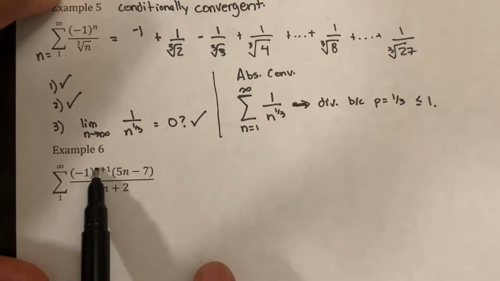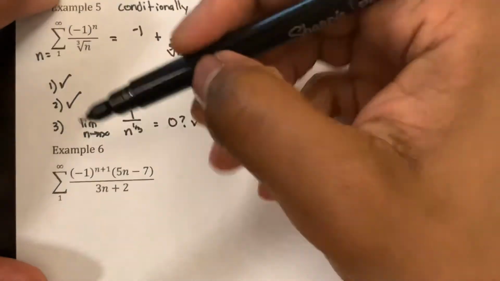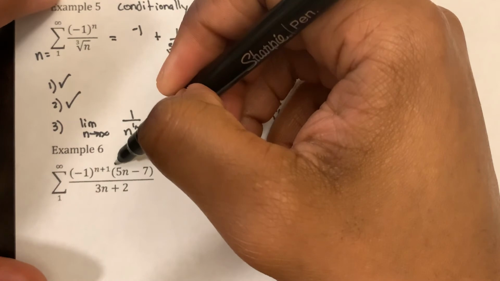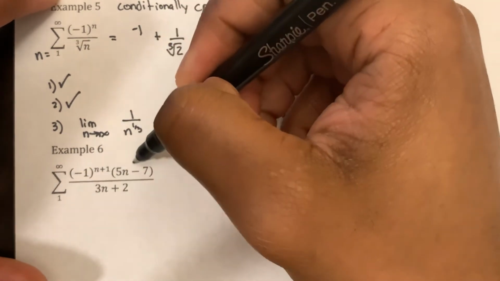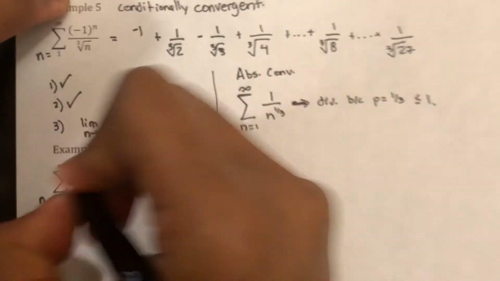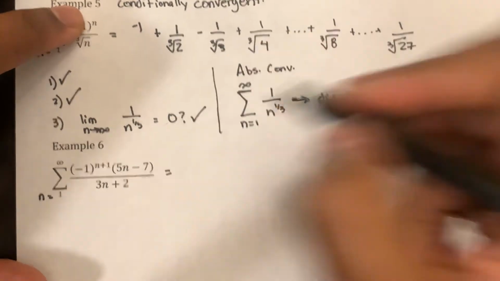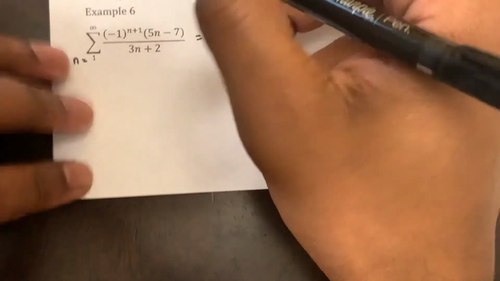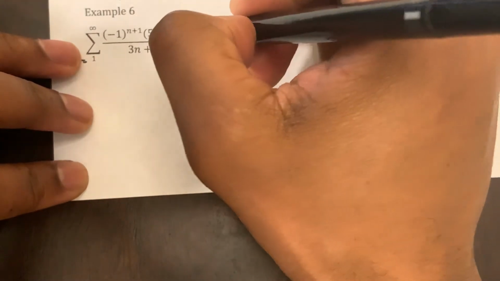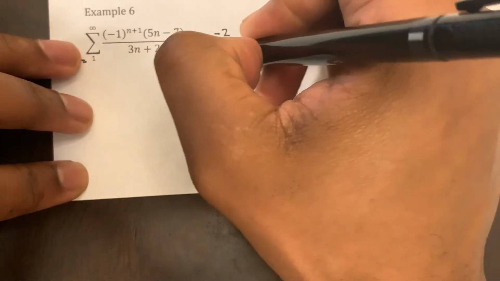And finally, we have example 6, where we have -1 to the n plus 1 over 5n minus 7, times 5n minus 7 over 3n plus 2, n equals 1. So let's see what happens when we find the first few terms of this series. If n is 1, this is going to be a positive 1, and we're going to have 5 minus 7, which is -2 over 3n plus 2. That's going to give us 5.